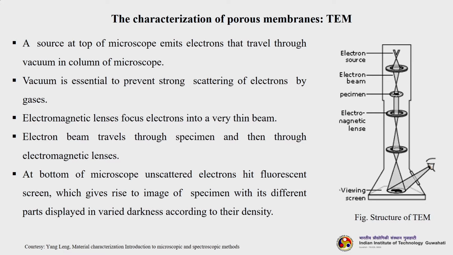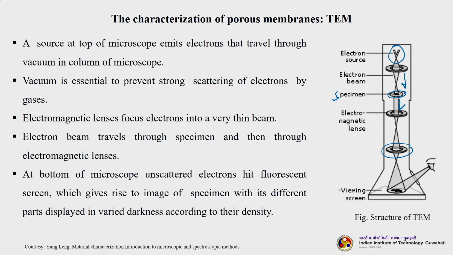So, this is the structure of the TEM. You can see the electron source is here, then the beam is coming here. The specimen is held here, that means the membrane or polymeric material, whatever it is. Then the electrons that are transmitted through the specimen come to this electromagnetic lens, which magnifies and projects to another lens here. Whatever comes out of this particular lens can be viewed on a screen.